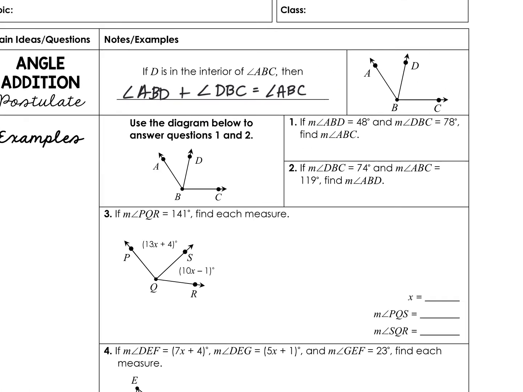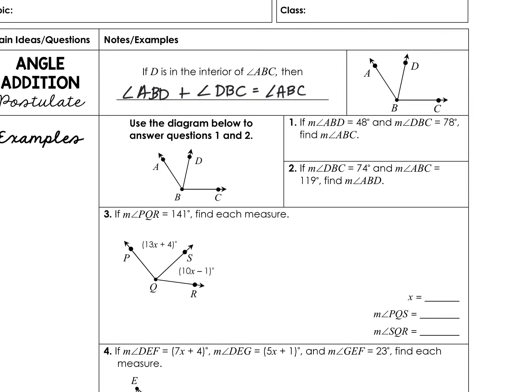All right, a couple examples. Use the diagram below to answer questions 1 and 2. If the measure of angle ABD is 48 and the measure of angle DBC is 78, find the measure of angle ABC. Well, using the angle addition postulate, we can say that 48 plus 78 is equal to the measure of angle ABC. 40 plus 70 is 110. 8 plus 8 is 16. That's 126 degrees.